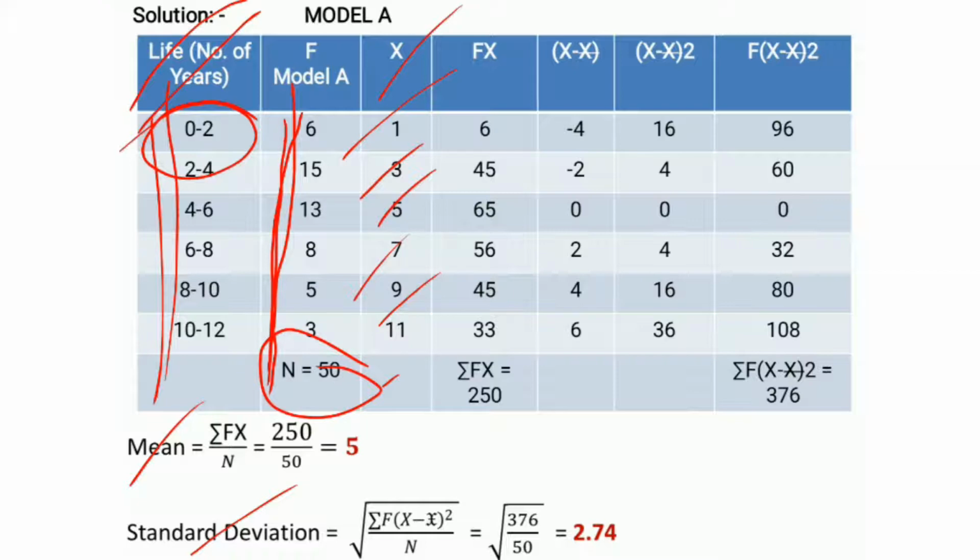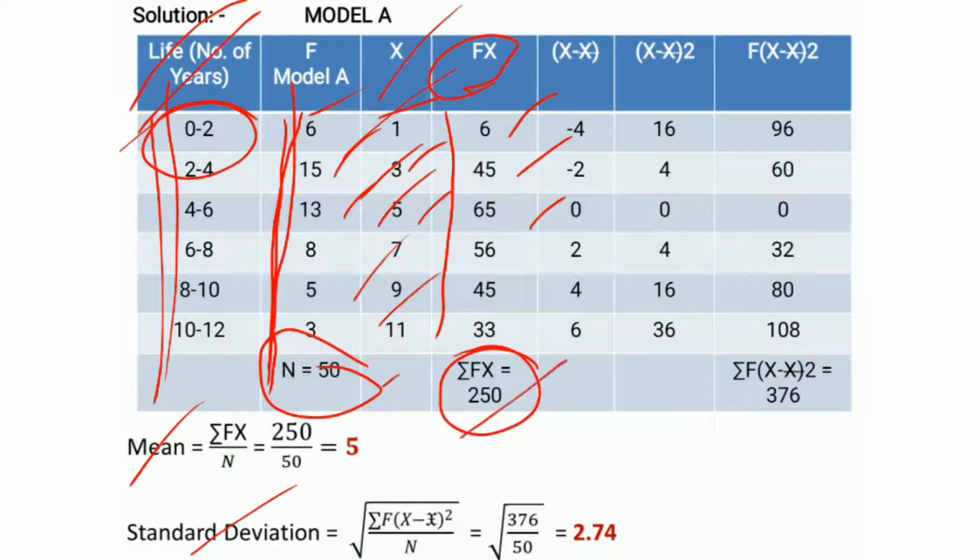After finding x, just get the value of fx. fx is 6 into 1, 6. 15 into 3, 45. 13 into 5, 65. After finding the fx values, add all of them and you will get 250. The mean formula is given by summation fx divided by n. So 250 divided by 50 is your mean, which is 5.